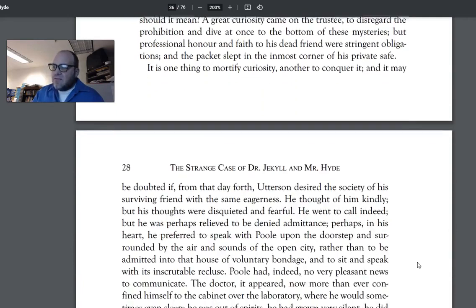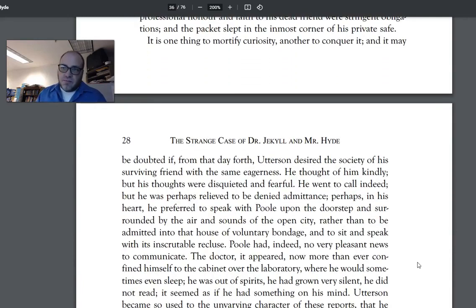So he's like, maybe I could just open this second letter? Lanyon's dead. He'd never know. But professional honor and faith to his dead friend were stringent obligations, and the packet slept in the inmost corner of his private safe. So instead, that's personification. Packets don't sleep. But instead of opening it, he does what he's been instructed to do. He's a lawyer. He follows rules and laws, and Lanyon asked him not to open it, and so he sticks it in the back corner of his safe.